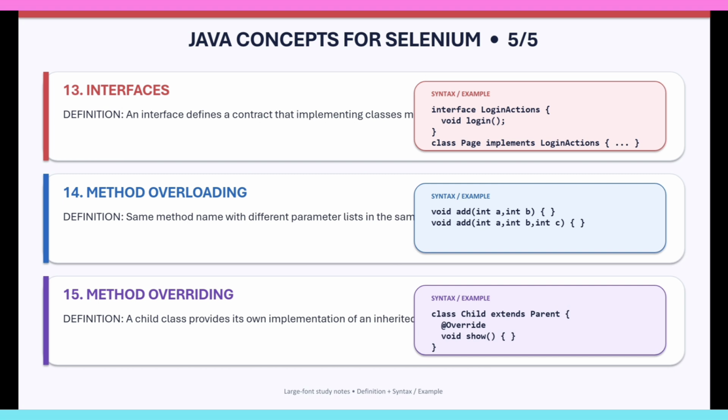Now let's understand method overloading. Overloading means having methods with the same name but different parameters. This allows us to use the same method name for slightly different requirements. And finally, we have method overriding. Overriding happens when a child class provides its own implementation of a method inherited from the parent class. We commonly use the @Override annotation for this.